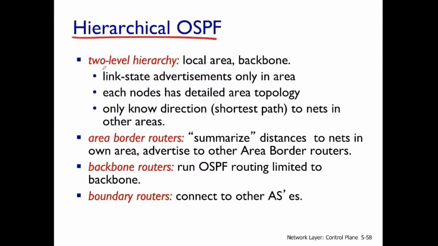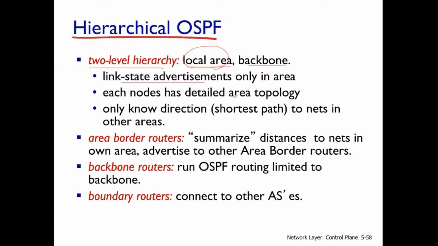This slide is pretty much repeating what I was just saying. In the example, we do have two levels of hierarchy. At the lower level, we have these local areas, and at the higher level, the backbone. Inside each local area, the link state advertisements will only travel within the area. The link advertisements for the backbone network will be traveling only within the backbone.